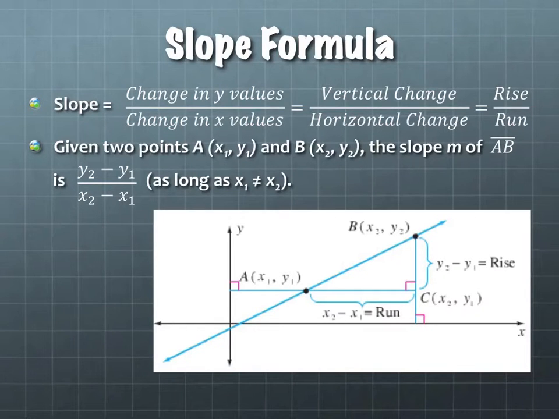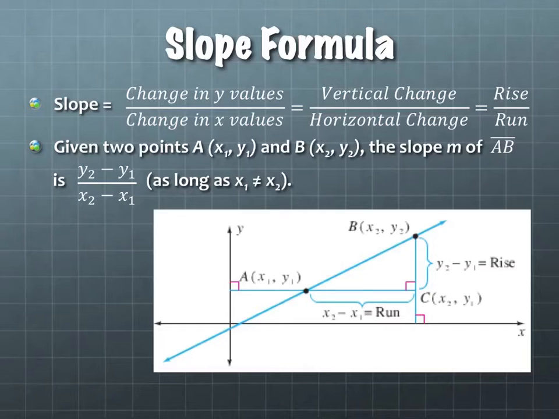If I actually give you two specific points, (x1, y1) and (x2, y2), we can write the slope in an equation-type form. It's actually a formula or an expression, and it's y2 minus y1 over x2 minus x1.